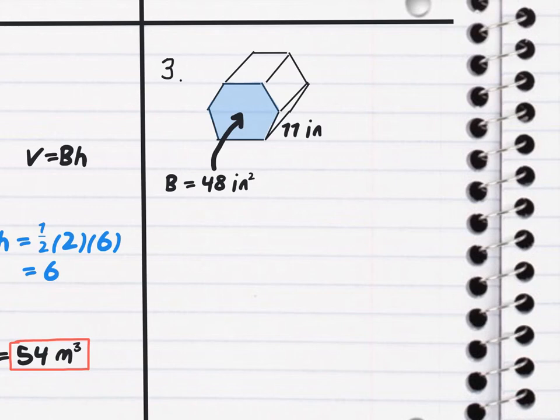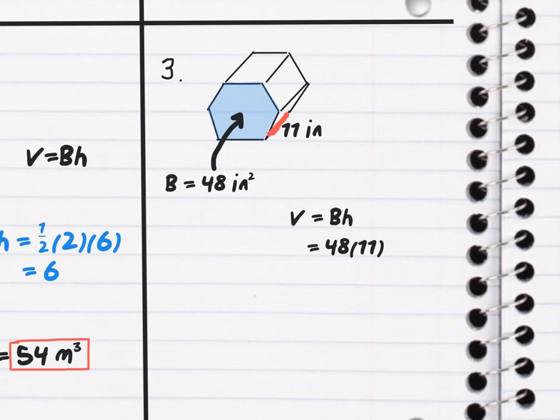Okay, so we're going to find the volume of this prism. The nice thing about this is you're given the base area. It already is labeled with a capital B, and it's already labeled like an area, inches squared. So we're going to start with our formula. V equals base area times height. Then we're going to fill in the numbers that are given to us. So we have 48 for the base area, and then 11 is the height of our prism. It's this part right here. In fact, I'm going to go ahead and outline that in red.